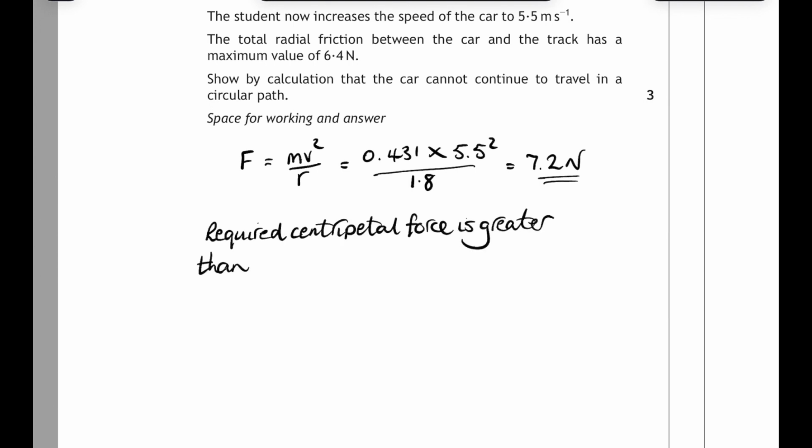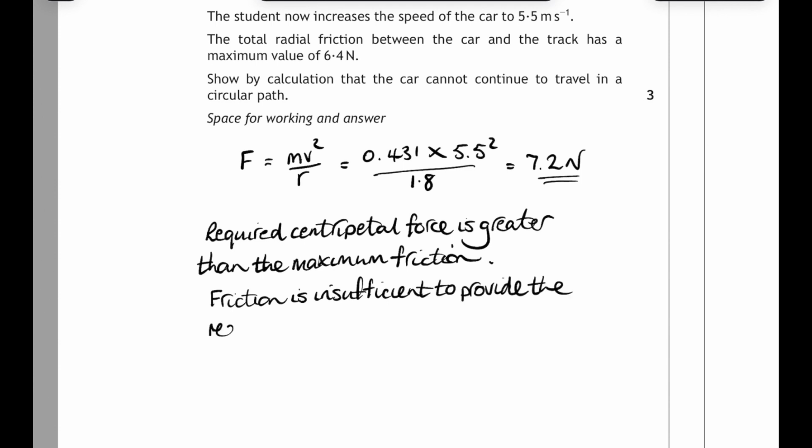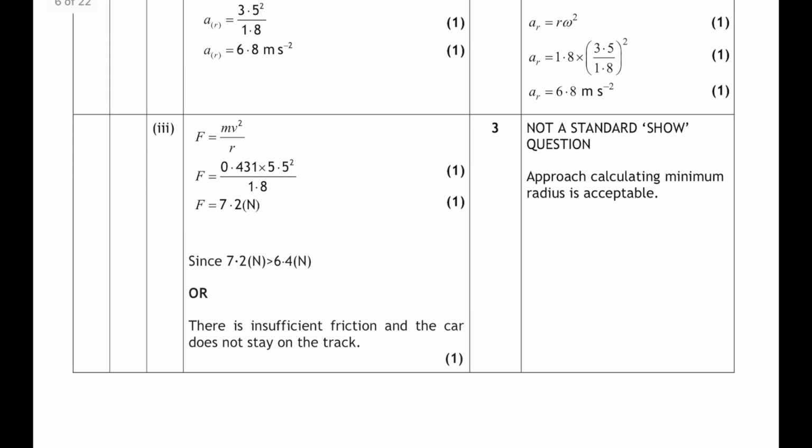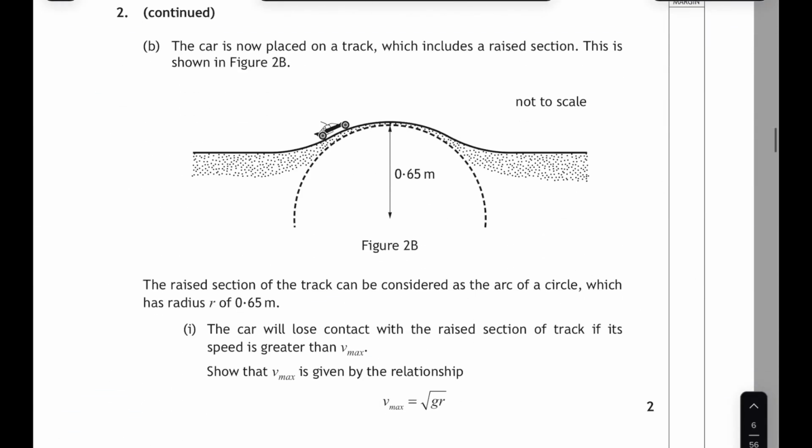And that required centripetal force is greater than the maximum friction available. Or in other words, the friction is insufficient to provide the required centripetal force. And the important words there are required centripetal force or friction insufficient. And there's the SQA marking instructions, with 1 mark for the substitution into the central force equation, 1 mark for getting the 7.2 newtons, and the final mark for stating that the required centripetal force is greater than the friction, or that friction is insufficient. Pretty tricky, that last mark.